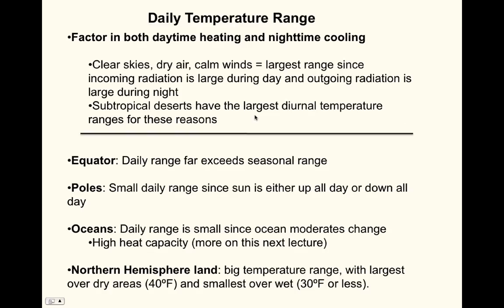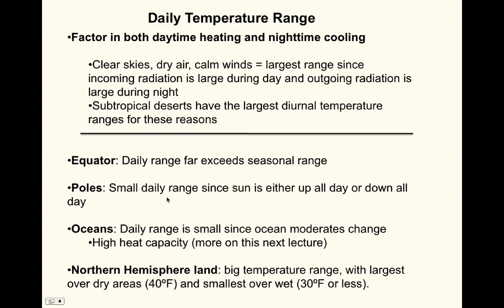Subtropical deserts have the world's largest diurnal temperature ranges for these very reasons. In addition, those subtropical deserts have loosely packed sand, which reduces the soil conductivity, and that is a factor as well. At the equator, the daily range far exceeds the seasonal range, simply because the seasonal range is hardly anything, because the sun's always close to overhead throughout the year. Of course, over the course of a day there, it has a drastic variation where it comes up in the middle of the day and it goes down for 12 hours overnight.